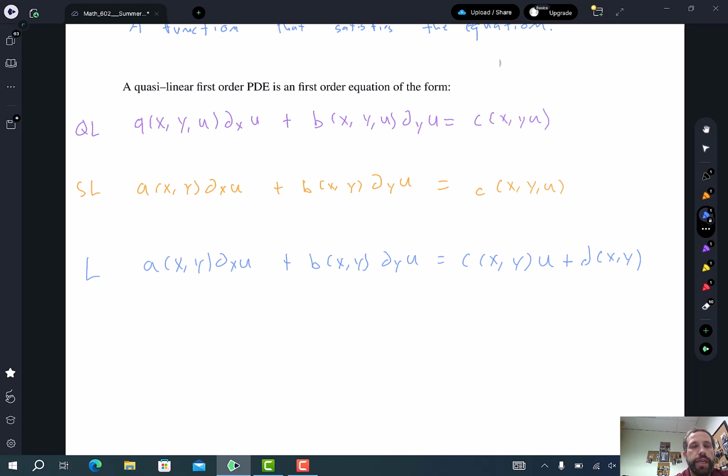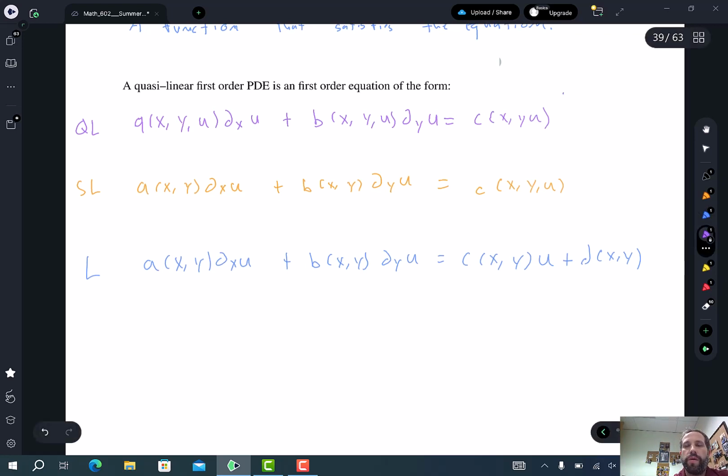Okay, now linear equations are kind of the easiest to deal with. Semilinear, the next easier, and quasi-linear, the hardest. Quasi-linear, these are going to be where we have shocks and expansions and other interesting things that go on.